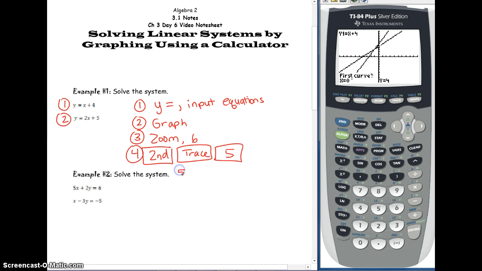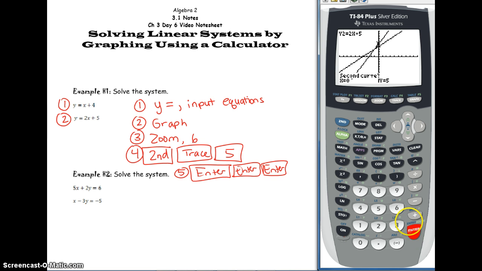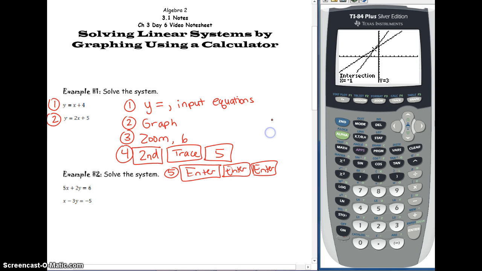The last part is to press enter three times. Here it is: 1, 2, 3. One more time, I don't know if I did it 3 times. Alright, so the final answer is the intersection is at x is -1 and y is 3. Therefore, the final answer for our equation is -1, 3. That's where those two lines meet.